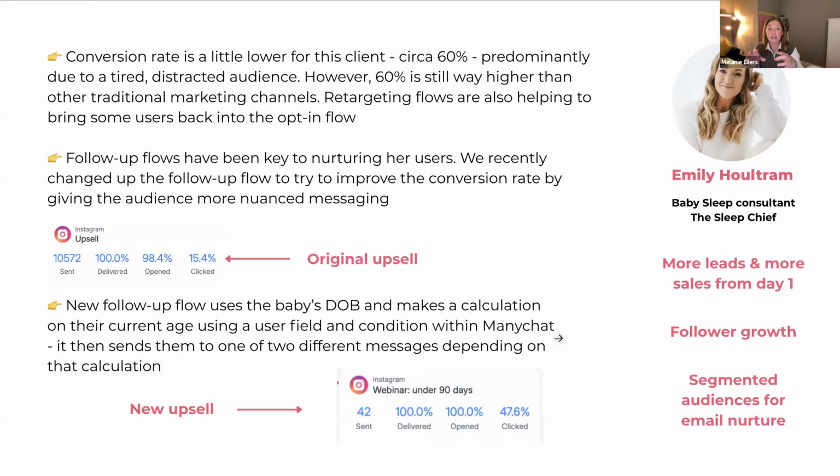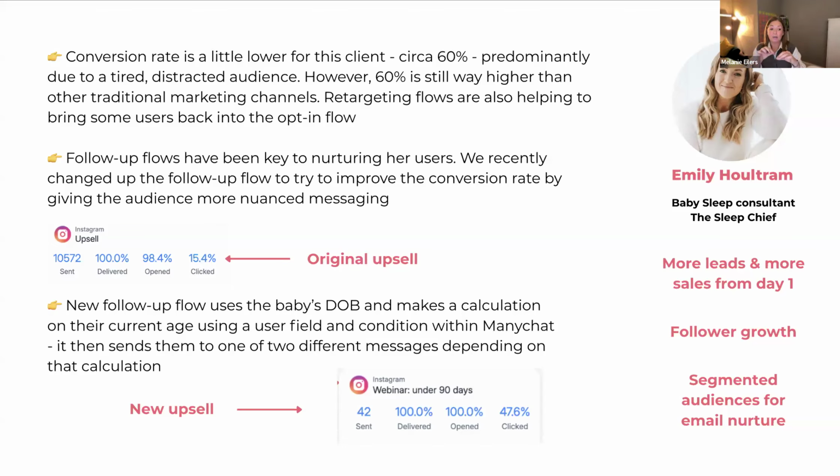So Emily's conversion rate is a little bit lower. Conversion rates will vary across different accounts. Hers is a little lower, predominantly because her audience is tired and distracted. However, I would argue that 60% is still way higher than other traditional marketing channels, i.e. a landing page. For her, retargeting flows are also helping to bring back some of those users into the opt-in flows when they get distracted. And follow-up flows have been key to nurturing her users.